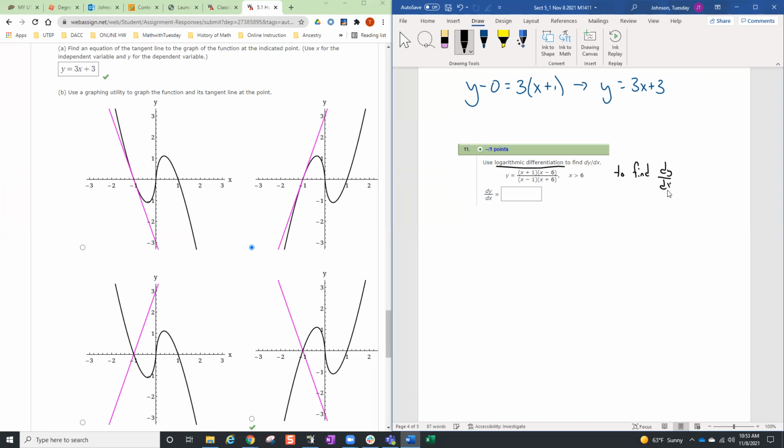To find dy dx, we need a quotient rule, right? Big old quotient, with product rule in the numerator and the denominator. Gross. Nobody wants to do that. So here's what we're going to do instead. Check this out. Y equals x plus 1 times x minus 6 all over x minus 1 times x plus 6.